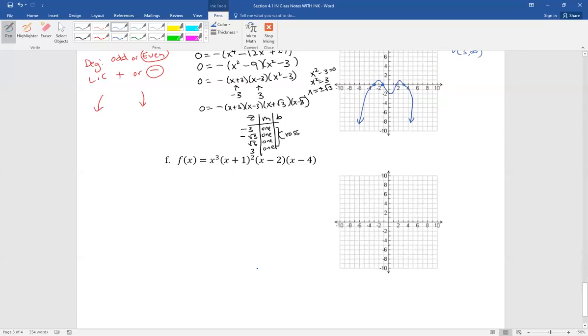All right, the final one, and that will get us caught up on this section of notes so that you have all the examples to do your homework, is this one's already pre-factored. So that's a little bit trickier on the end behavior part and easier on the actual zero part. So we need to know if our degree is overall going to be even or odd.